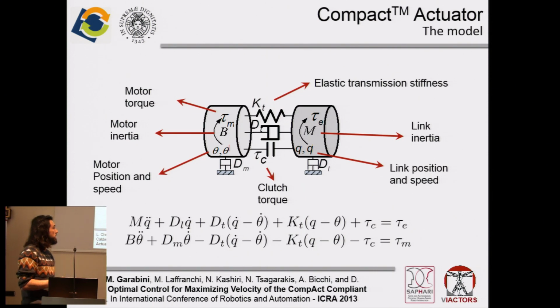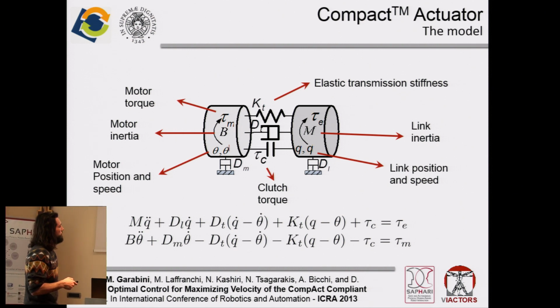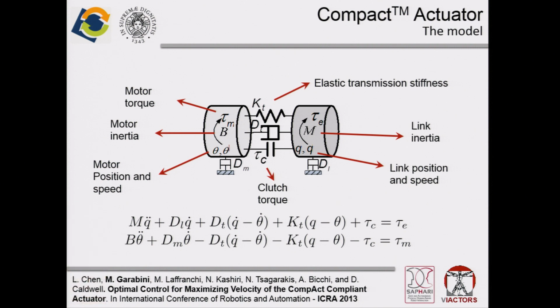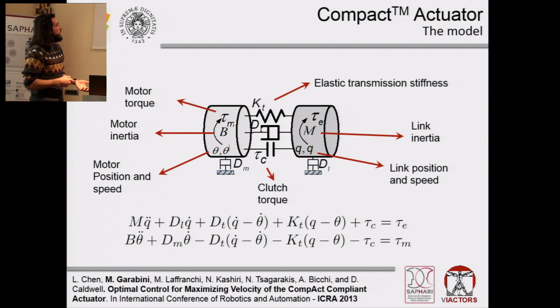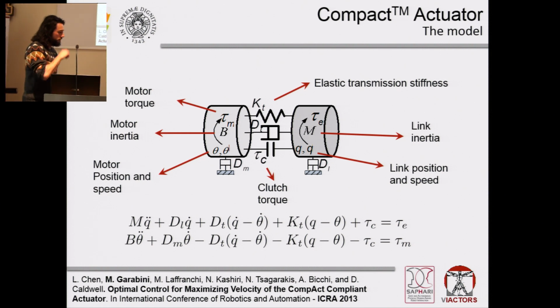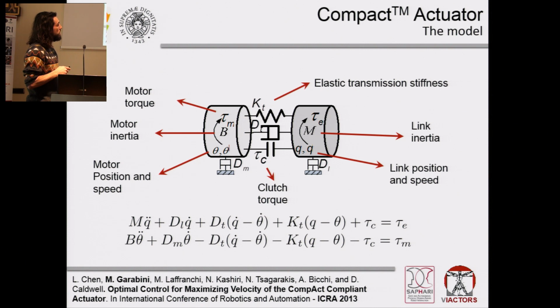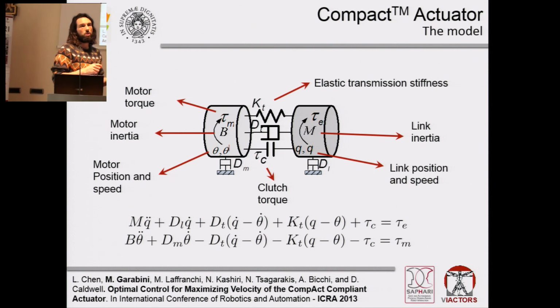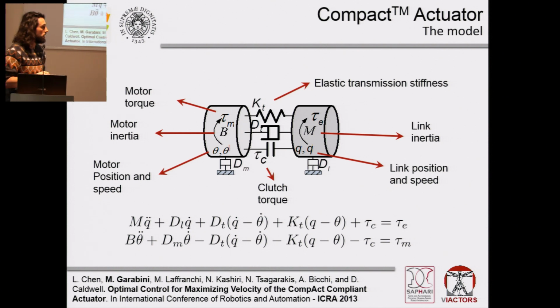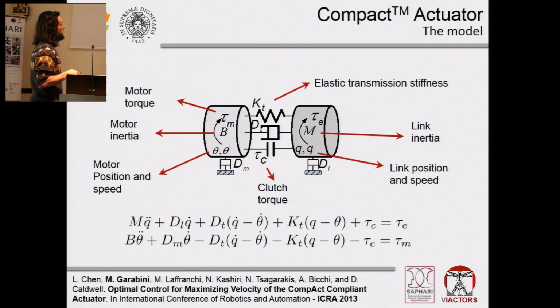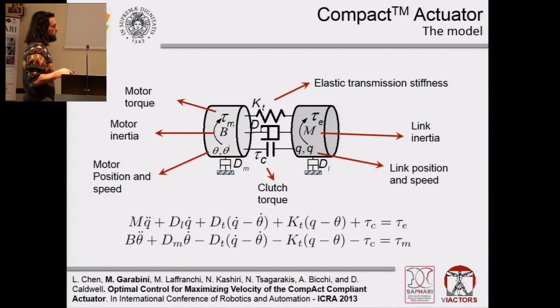That is, for example, the case of the maximum speed problem for the variable damping actuator that has been developed at the Italian Institute of Technology. And here we can see the model of the variable damping actuator. That is an actuator in which the motor side is connected to the link side through an elastic transmission with a constant stiffness, and between the motor and the link there is a clutch, the torque of which is controllable. Okay, this is the dynamics of the system, and this is the external torque. This is the torque of the clutch, and this is the torque of the motor.